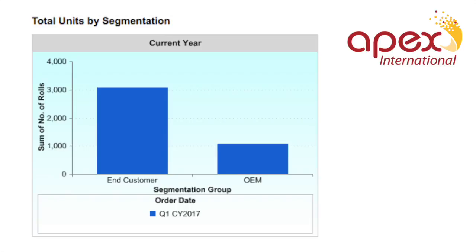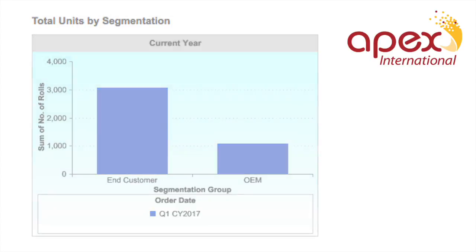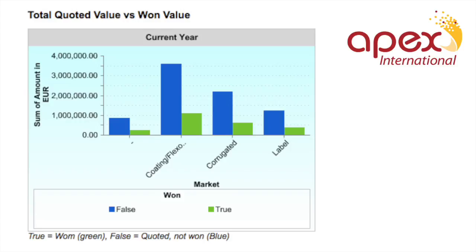The total units by segmentation report shows us the number of roles you have sold into each market segment. Now you can assess how the number of units sold in your market matches up with the number of end customers and OEMs in your territory. Total quoted value versus won value displays the aggregate value of all quotes created and how that number compares to the aggregate value of quotes you have actually won. If we can assume that your customer is buying from someone, this report can give you the approximate value of business you are eligible to receive but for some reason aren't able to close.